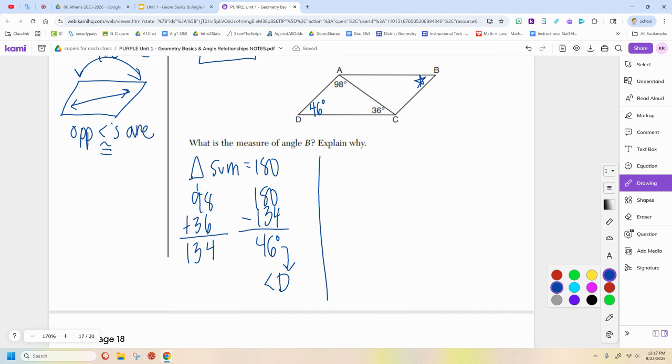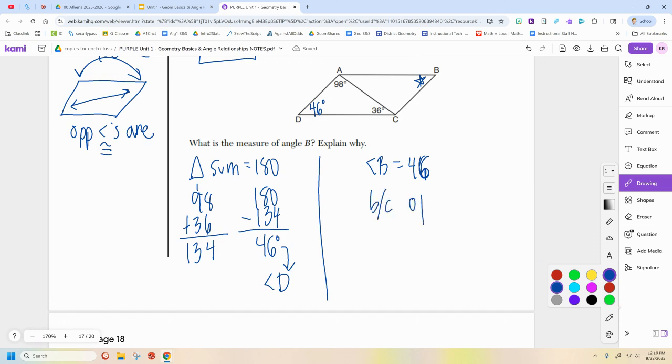So do we know what angle B is going to be? Yes, we do. Okay, right? So angle B is equal to 46 degrees. But if you stop here, you haven't closed the deal, right? You got to explain why. So what words do we need to explain why? Because. So what shape do we have? Oh, yep, because what? Parallelogram.